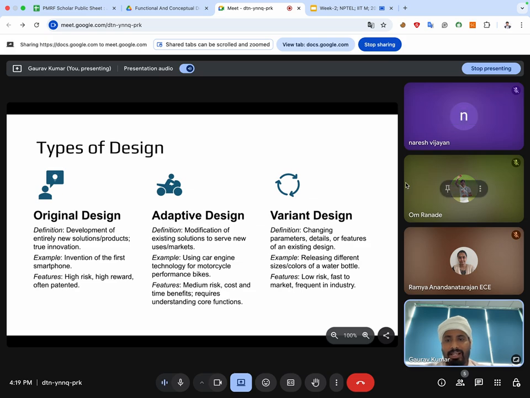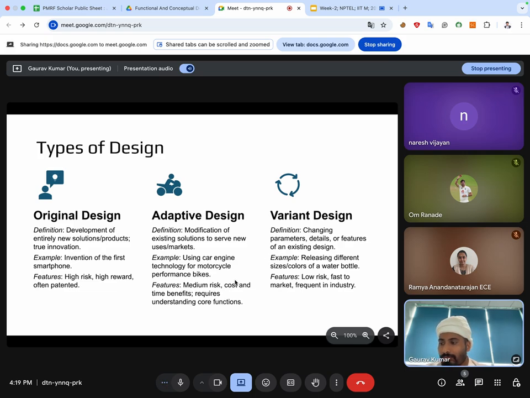Next is adaptive design. You take an existing solution and adapt it for a new environment or application. For example, using car fuel injection technology in high performance bikes. You keep the core idea but tweak it to fit another domain. Lower cost, moderate risk, and suitable when the tech is mature but the context is changing.